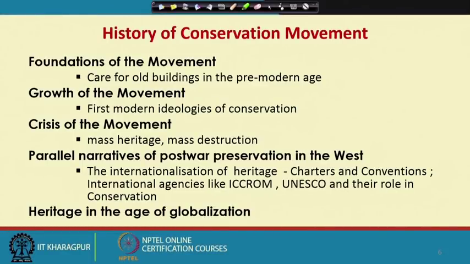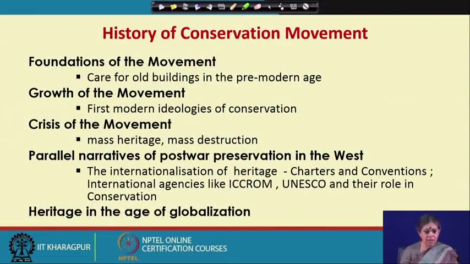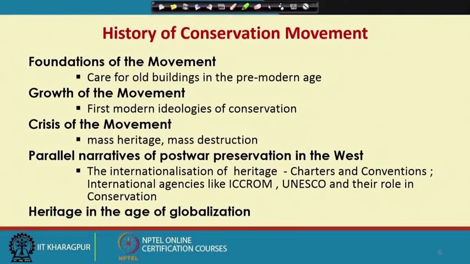So this brings us to the history of the conservation movement. We'll talk about the foundations of the movement, what was happening in the pre-modern age, how buildings were taken care of in a society, what the ethics or guidelines were, or whether there was any ethics there. Then we will talk about the first modern movement, how it started, the first modern ideologies of conservation. There were various ideologies, which actually came after the post-industrial society, when there was a lot of demolition, especially in Europe and United States. Then there was formally a conservation movement, and that's the genesis of the modern conservation movements.